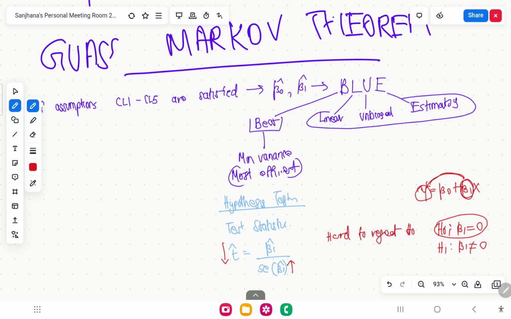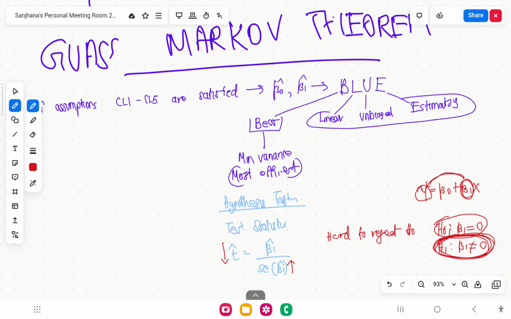H naught means there is no impact. H1 means there is a significant relationship between the independent and dependent variable. This is what we want to show. But because the t stat is small, we are not able to show H1. It's hard to reject H0, meaning we can't reject H0 in order to prove a significant relationship. So only when the variance is low can we show that there is a significant relationship, and that is why we stress the importance of the variance being the minimum.